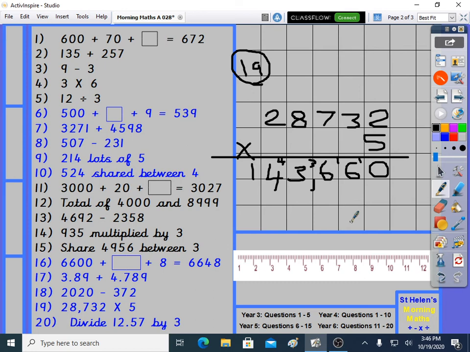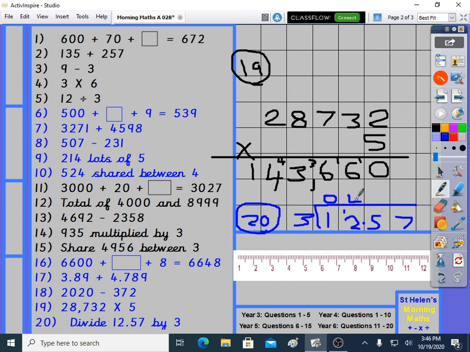143,660. Estimate could be 30,000 times 5 is 150,000. So yeah, 143,660 seems good to me. And we'll just do a little bus stop for number 20 at the end. 12.57 divided by 3. 3 into 1 is 0, carried a 1.